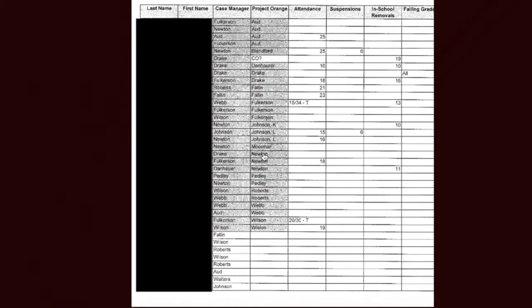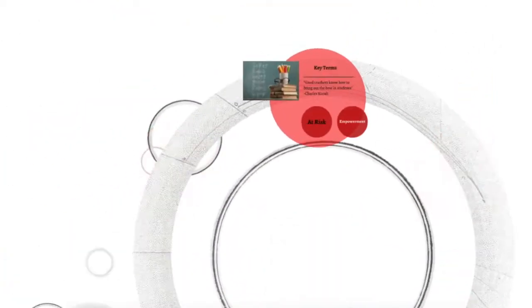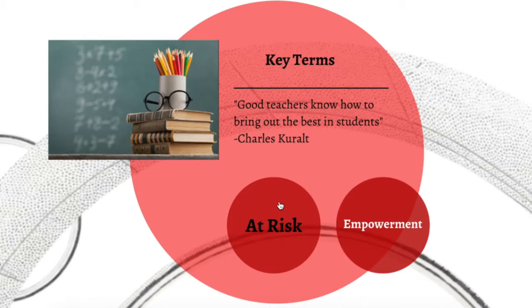To do all this as teamwork, we use Google Docs, and here is a sample where we have compiled attendance, suspensions, in-school removals, failing grades. That way we can all stay up to date on each of the students that we are responsible for, their well-being. Here you can see a column called Project Orange, and I will discuss that a little bit later.